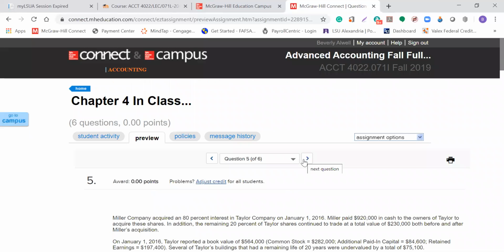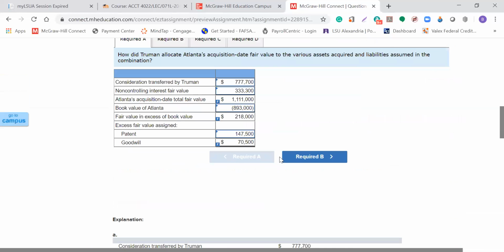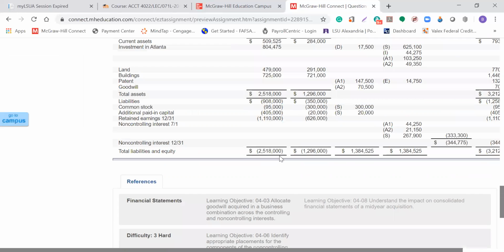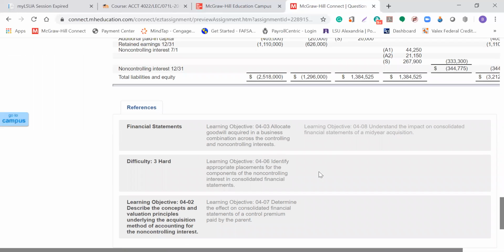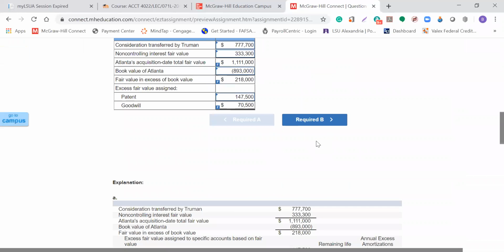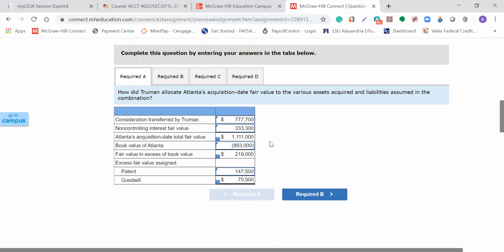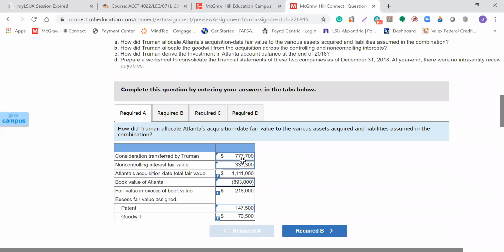And now we will move on to our last problem, which requires us to look at and understand the impact of a mid-year acquisition. Again, we have to look at our consideration transferred. So for A, we have consideration transferred, non-controlling fair value, Atlanta's acquisition date, then the book value, the excess fair value, and then the patent and the goodwill.